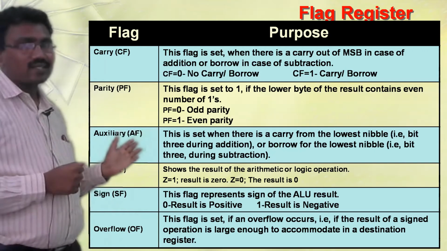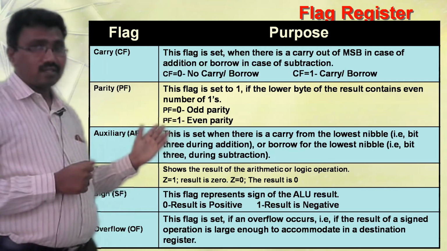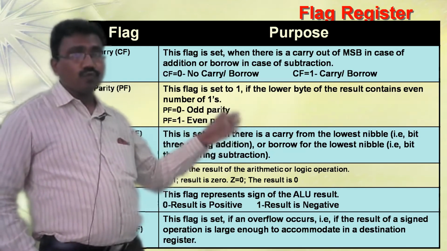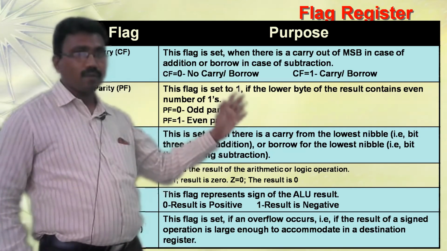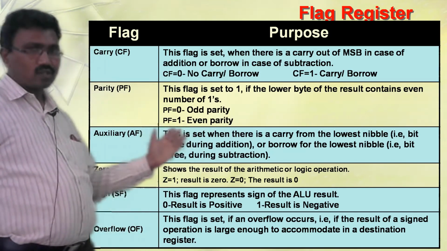And coming to the auxiliary carry flag, it is set to 1 when there is a carry from the third bit position to the fourth bit position. If there is such a carry, the auxiliary carry flag is equal to 1, otherwise 0.